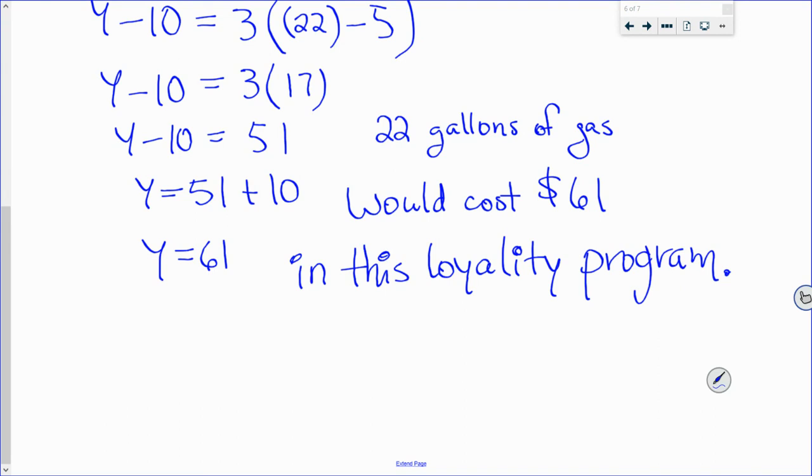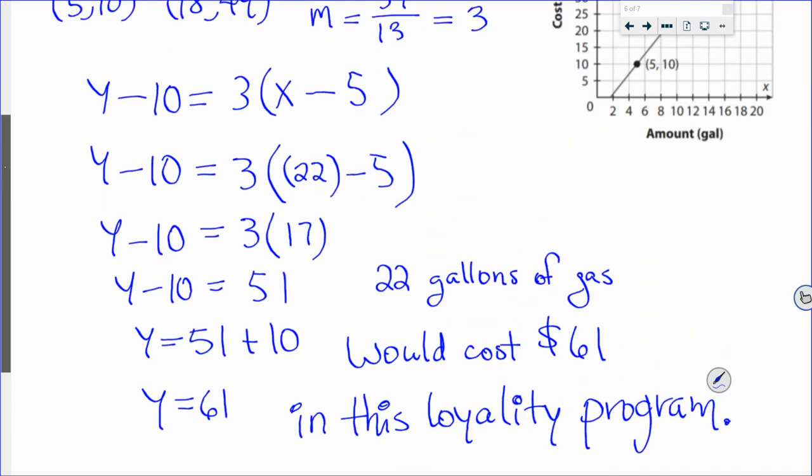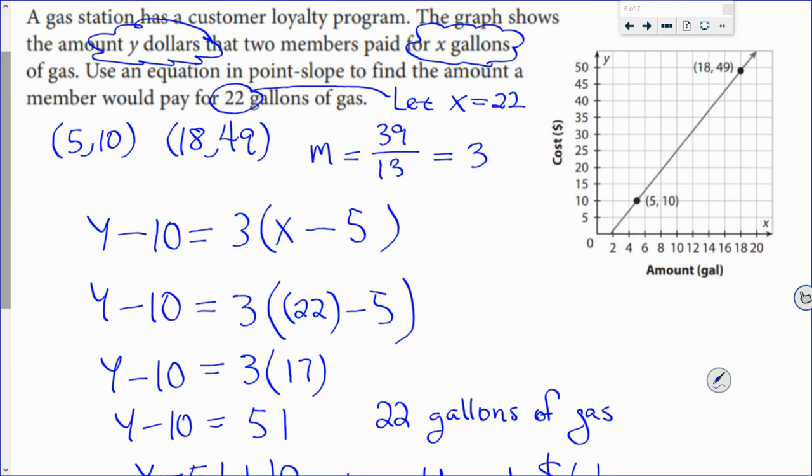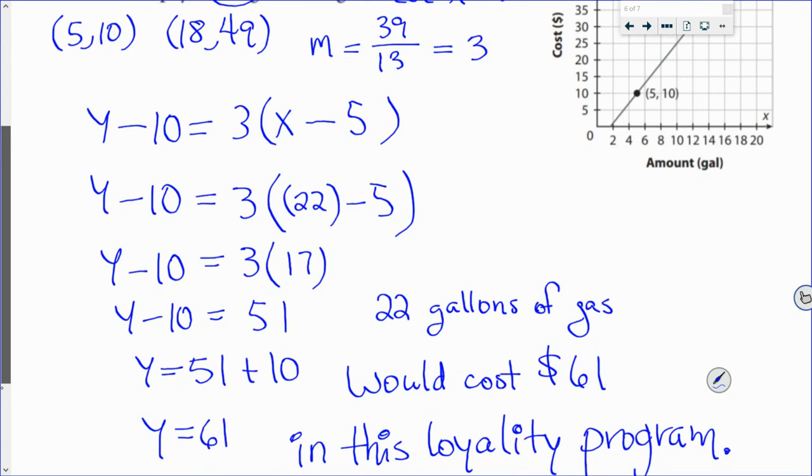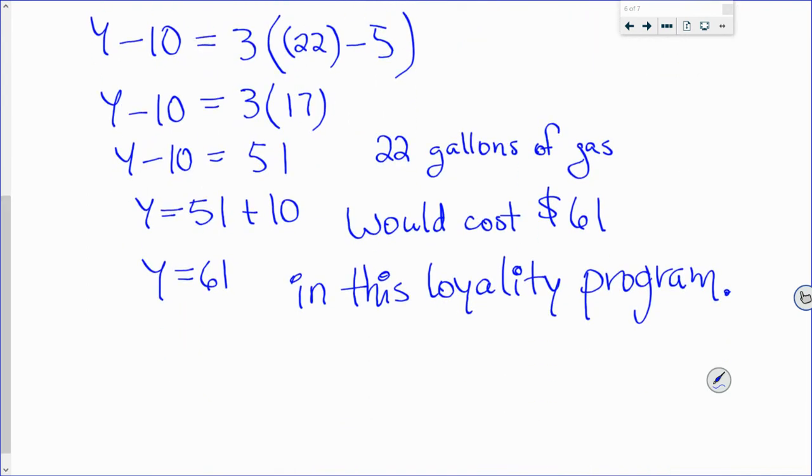Where did you get 22 at? Is it just in the problem? Yeah, remember earlier in the problem, when I scroll back up here, it said to find 22 gallons of gas, and I said that means let X be 22. So the 22 came from that. Then I had to summarize. Basically, I put it in English and summarize what I found. So that's all there is to it. Point slope form: you need a point, you need the slope, and you can write an equation of a line.